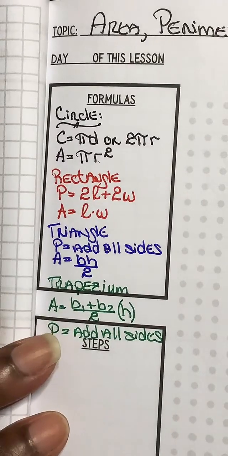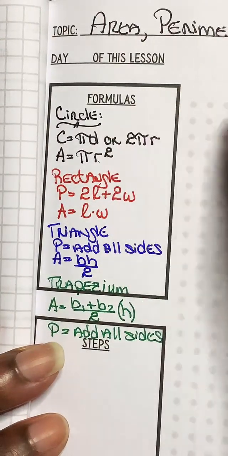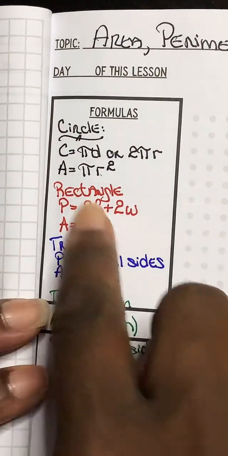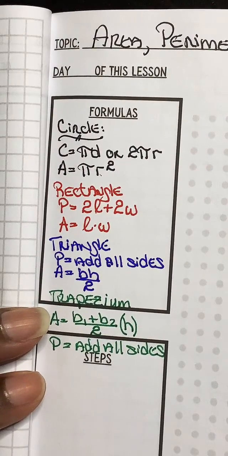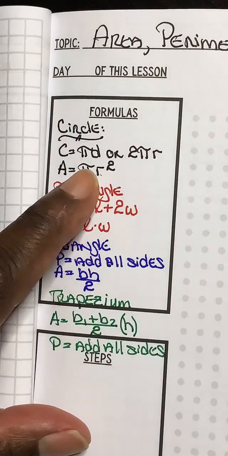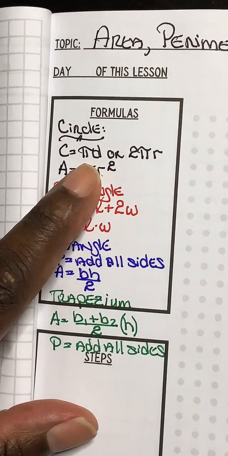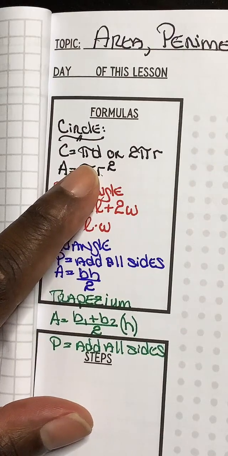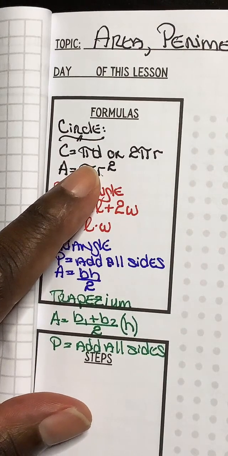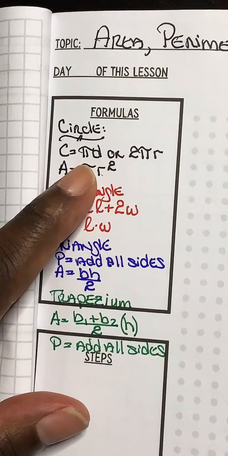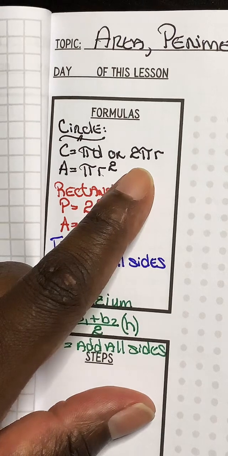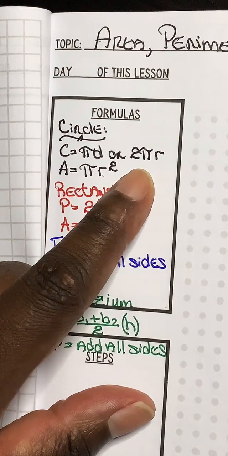The first thing we want to hit on is the circle. A circle has 2 different formulas for the circumference. The circumference is looking at the outside of our shape. If they give you the diameter, you can just multiply the diameter by pi. Sometimes, instead of using the actual pi on the calculator, they will tell you to use 3.14. Or if they give you the radius, you're going to do 2 times pi times the radius.